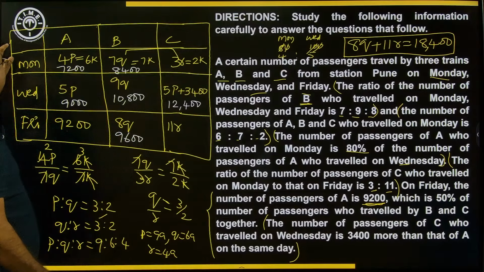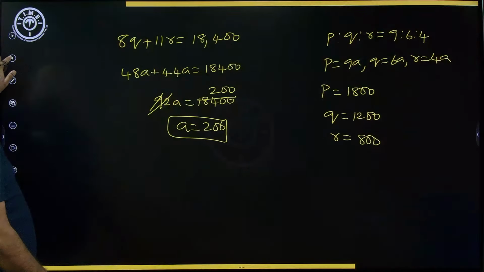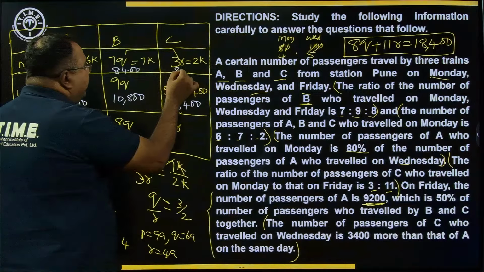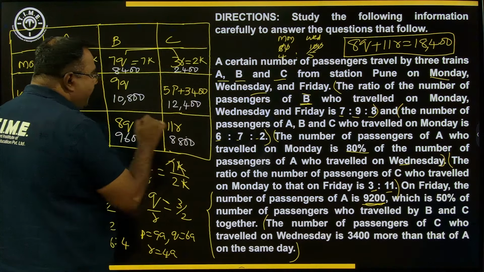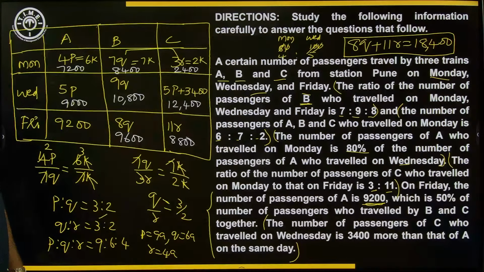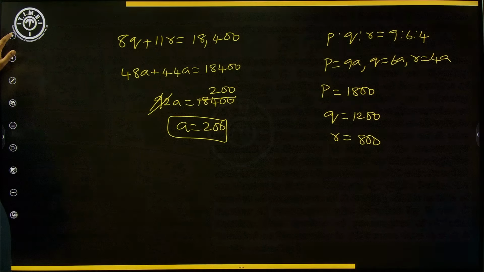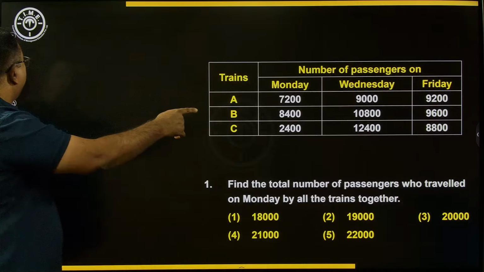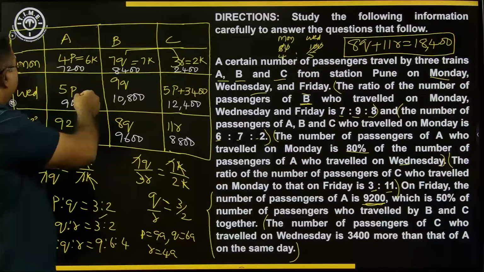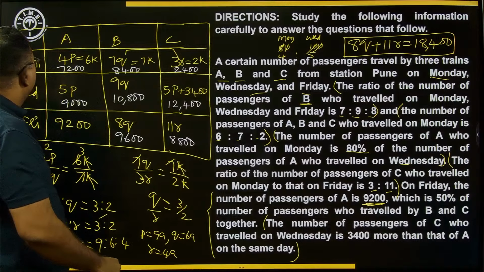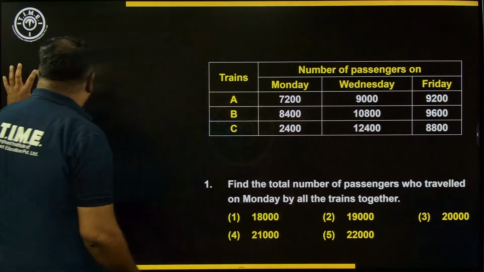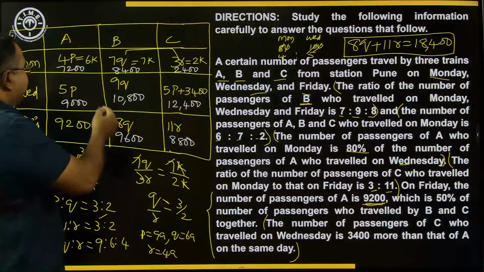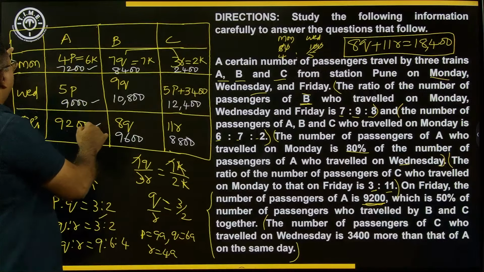We got R as how much? 800. Right. Take R 800, substitute here. 3 into 8, 2400. And 11 into 8, 8800. I got almost all the values now. Right. Let's move it. Same values, I put it in tabular form here. 7200, 8400, 2400. Okay. Monday, Wednesday, Friday. 7200, 9000. This is like this table. So A 7200, 9000, 9200.